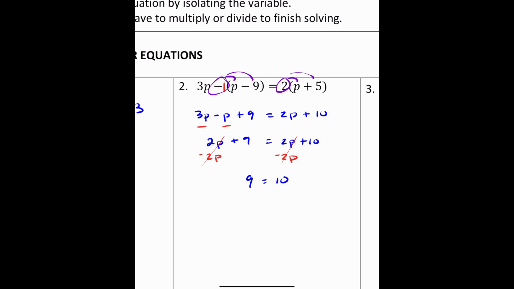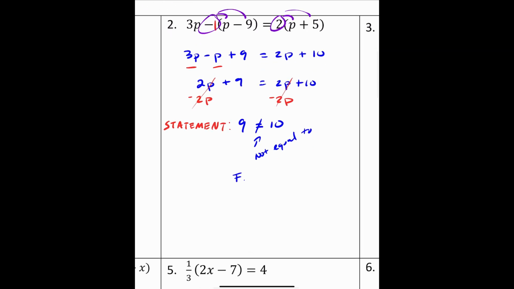So look at that, we have a statement. So right here, this is a statement. And you're going to evaluate the statement. So the statement is 9 equals 10. Ask yourself, is that true? No, it is not true. So 9 is not equal to 10. The symbol means not equal to. So whenever you have this situation here, if a number is not equal to another number, this is a false statement.